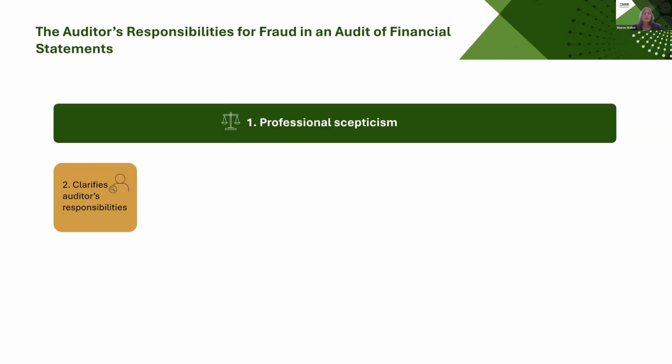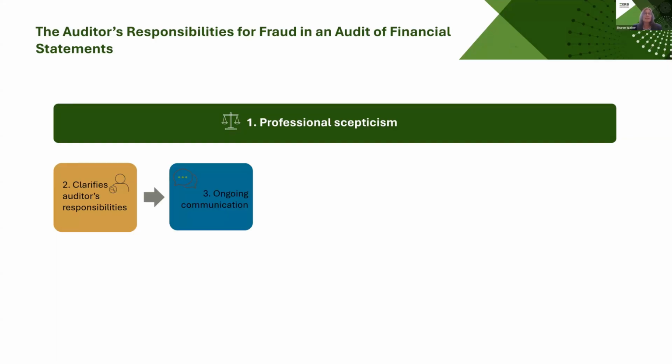And as well, the inherent limitations of the audit have been decoupled away from the auditor's responsibilities. Fraud is hard to find, it will be hidden, but the inherent limitations do not detract from the auditor's responsibilities to be able to opine on whether the financial statements are materially misstated due to fraud.